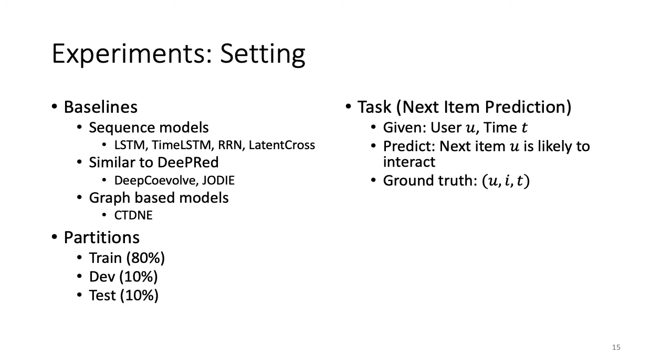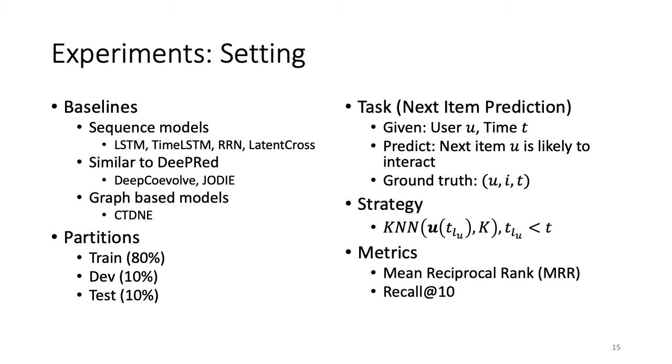The task is next item prediction, that is, given a user U and a timestamp t, we want to predict the next item that U is likely to interact with. And the quality of the prediction is evaluated with respect to the ground truth event containing U and I at time t. The prediction strategy is that we use the embedding of U, which we have learned during its last interaction that happened just before the current time. Then we find the k nearest item embeddings for this embedding and return their IDs. We use the mean reciprocal rank and recall at 10 to evaluate the prediction quality.